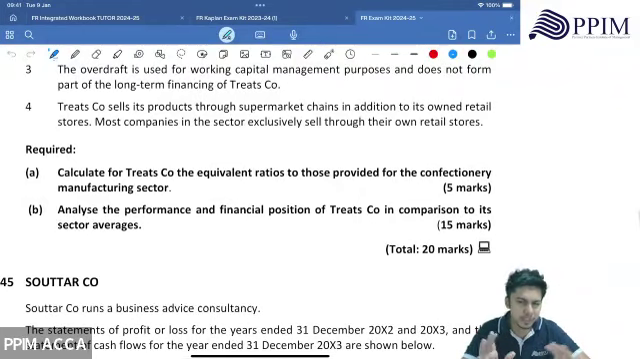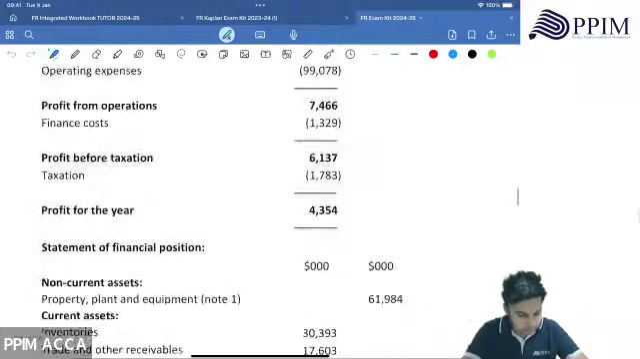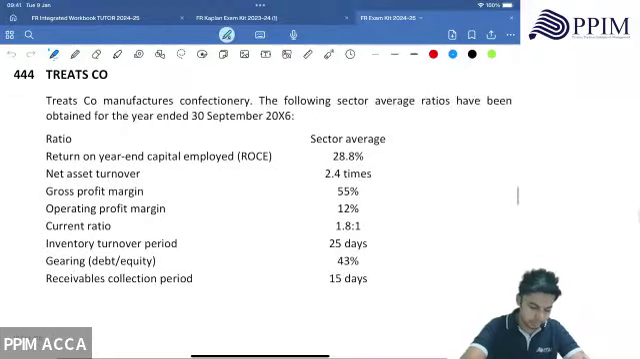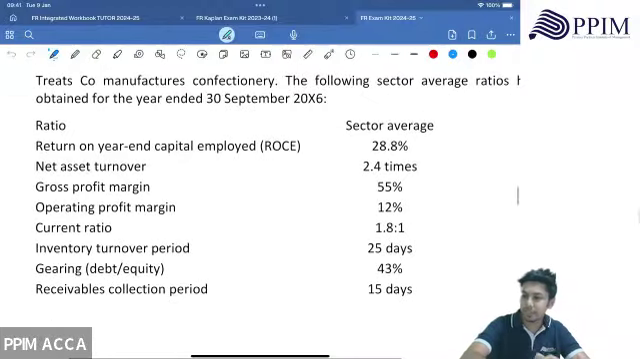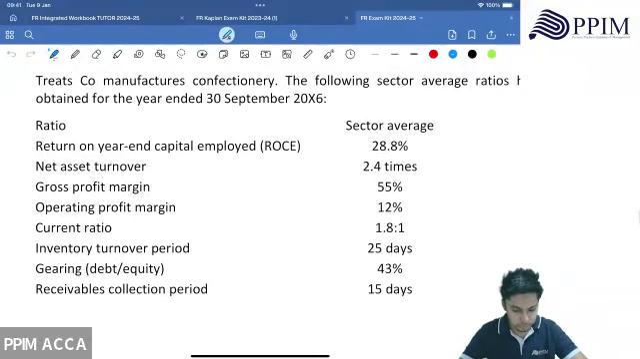If it's just calculate ratio, you can just copy the numbers and finish it off. If it's adjust, then that's where you need to be slightly careful with the numbers. But anyway, calculate Treat Corporation equivalent ratios. Equivalent ratios means whatever they have done, you also now have to do for Treat. Shall we start then?